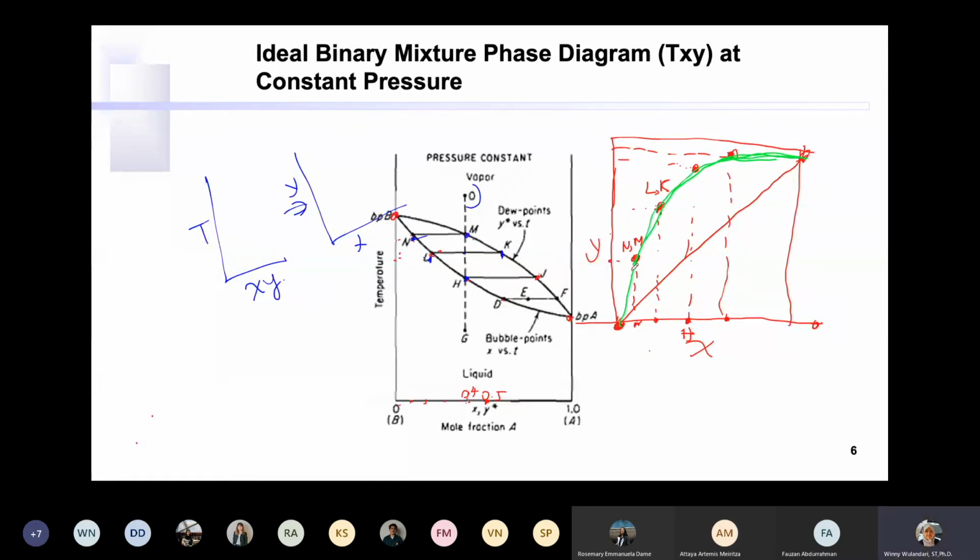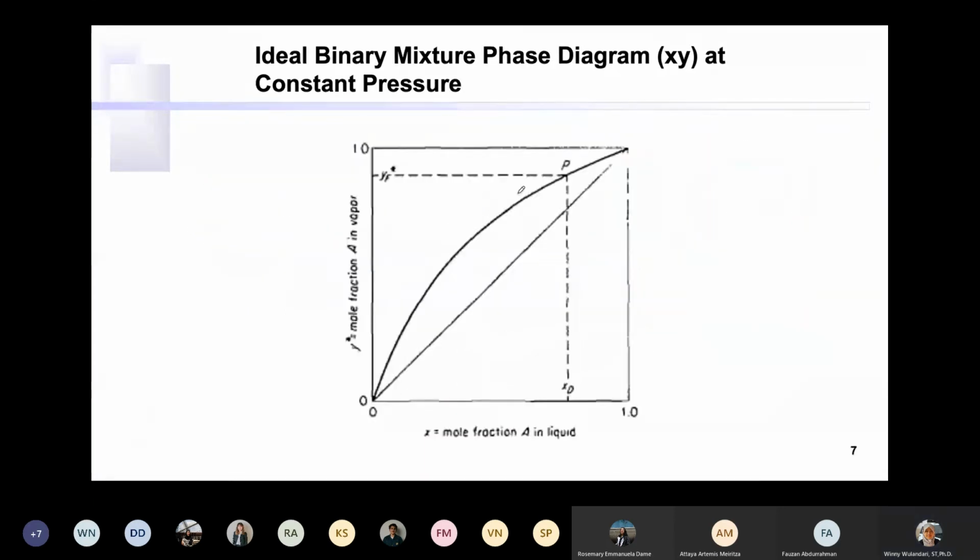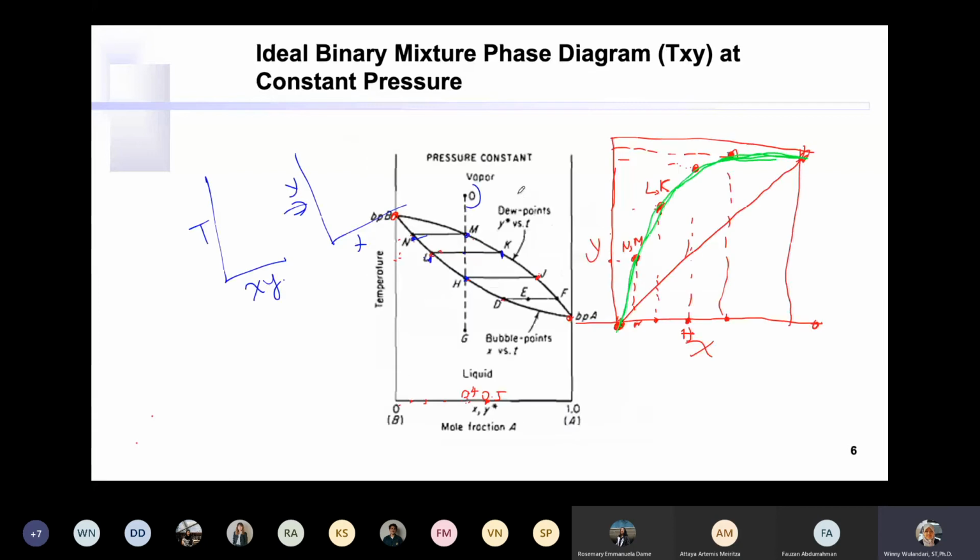And this is the curve for TXY. Okay, I'm just gonna put a picture. So the green one is the curve of XY, the ideal binary mixture diagram at a constant pressure. So it's gonna look like this. Any question? You should be able to use your ruler or millimeter block to change the TXY into XY. Okay, any questions up to here?